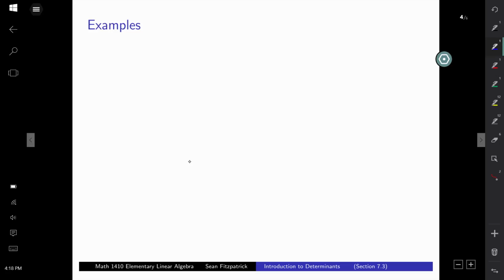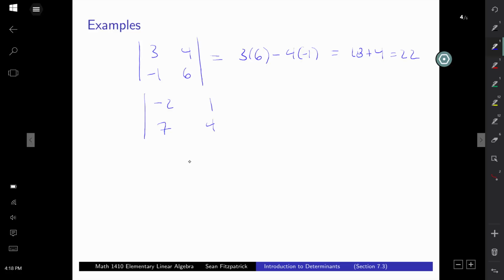If I wanted to do the determinant, let's say 3, 4, minus 1, 6. Remember, the only thing we got to be careful about here are the signs. 3 times 6 minus 4 times minus 1 is 18 plus 4, which is 22, right? Minus 2, 1, 7, 4 is minus 2 times 4, subtract 1 times 7, minus 8 minus 7, minus 15, and so on. I think we probably get the idea there.